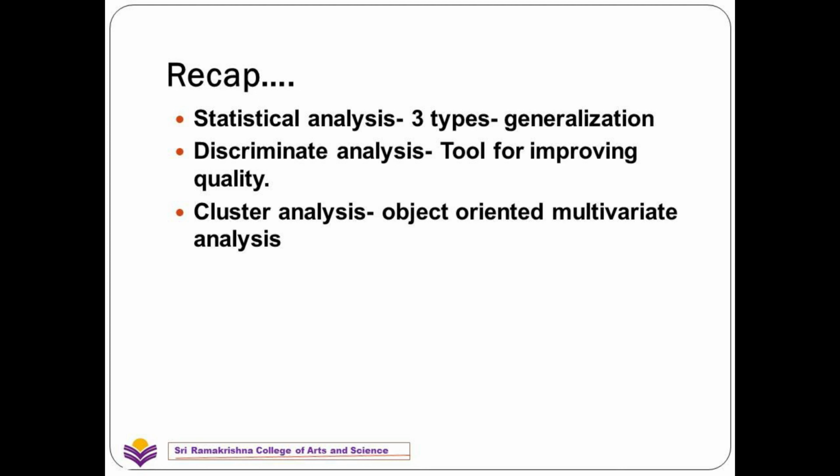Discriminate analysis is a tool for improving quality. It is used as a predictive tool. Even political scientists and economists are using this. It is used widely in marketing research. Cluster analysis is a purely object-oriented study. Among the groups are homogeneous, between the groups are heterogeneous. It is used to find highly correlated variables and low correlated variables.